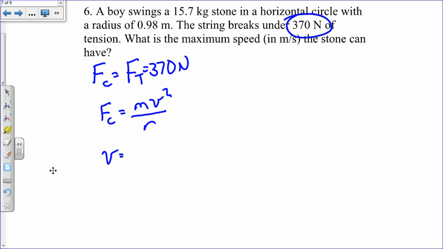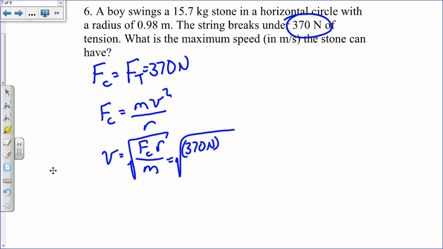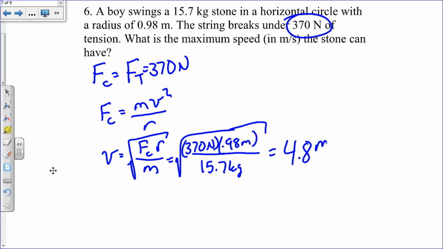So let's see, my r is 0.98 and m is 15.7. And that gives me my answer, which is 4.8 meters per second.